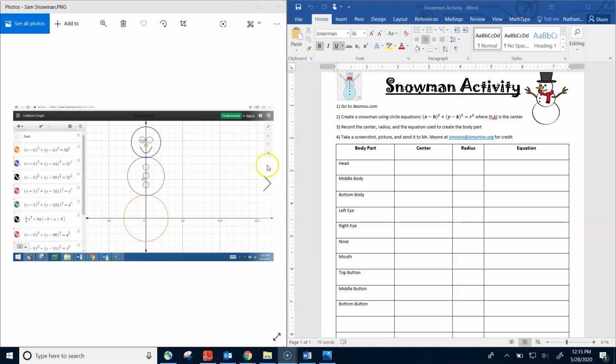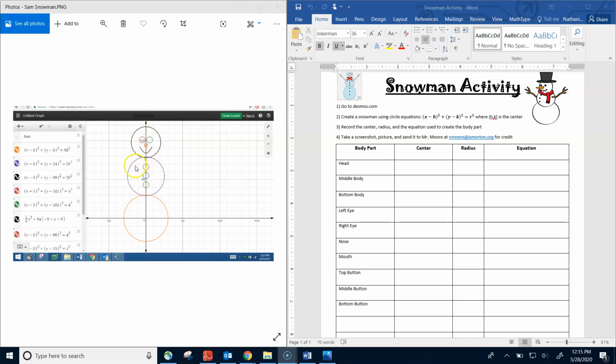Hey guys, so today is an activity that I created called the Snowman activity. This was an introduction to trying to learn how to properly use circle equations in Desmos. What you're going to look at is a good example of a final product of this snowman.